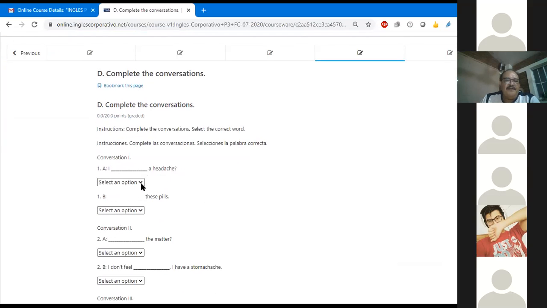Acá en esta. Okay, this is what we were practicing. Instruction, complete the conversation, select the correct word. I feel a headache, I get a headache, or I have a headache. Tienen que ver la respuesta, ¿verdad? Está acá, I have a headache, and then, no se confundan en español con drink y take. Drink es como beber, y take es tomar, right?